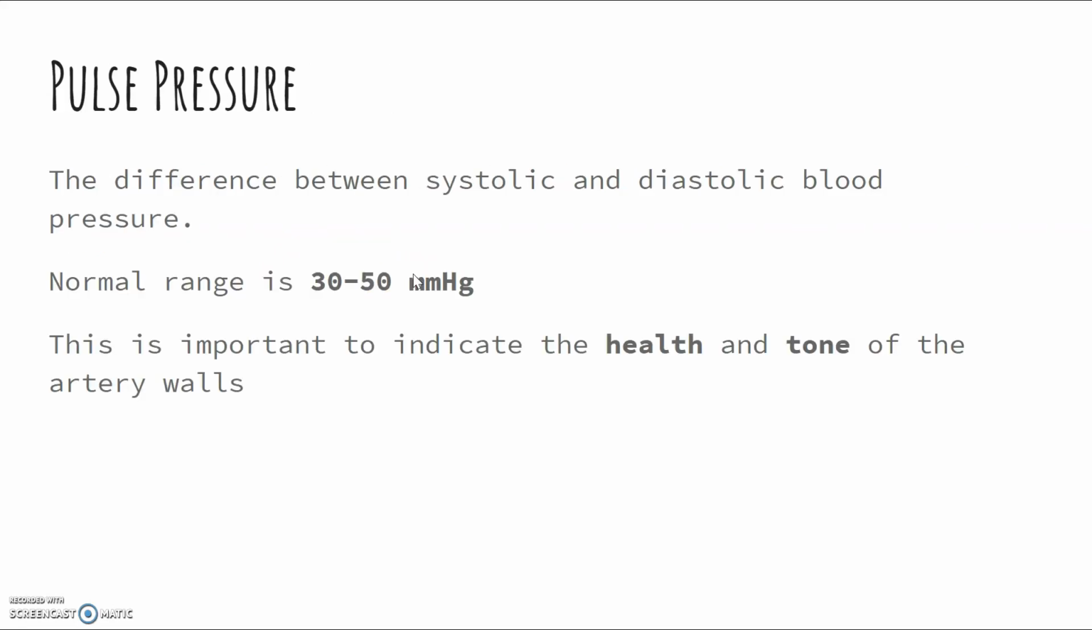All right, so then you also have your pulse pressure. This is the difference between the systolic and diastolic blood pressure. You just take the difference between those two numbers and you're getting your pulse pressure. Every time that heart beats, that's your pulse. The normal range is between 30 and 50 millimeters of mercury. This is important because it helps to indicate health and tone of your artery walls, right? Is your heart working correctly? Are your arteries pumping and receiving blood correctly? Or are things weak? Is there a blockage? So your blood pressure and pulse pressure are very important tools we use to make sure that the body, especially the cardiovascular system, is still doing its job.